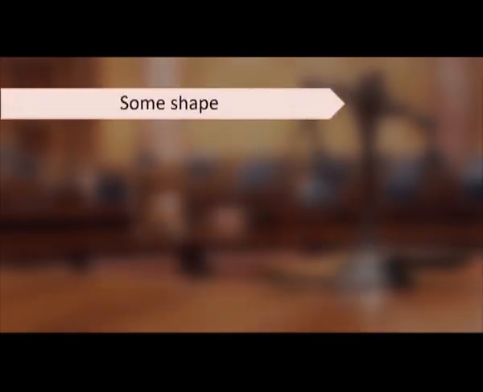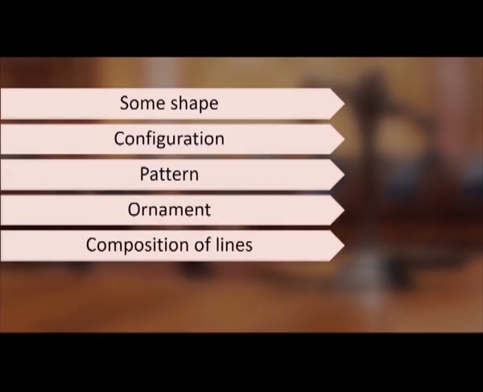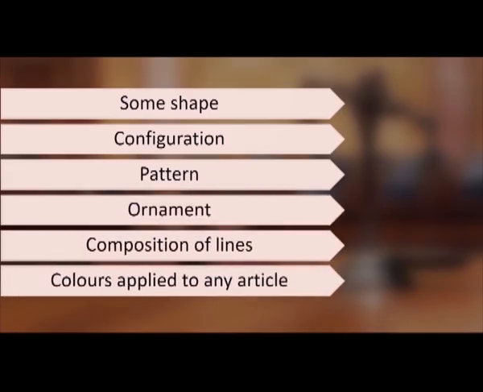Now, what is a design, as defined by section 2D of the Designs Act 2000? It says that design includes shape, configuration, pattern, ornament, composition of lines, also colors applied to any article. A similar sort of color can also be considered as a design, if it is your trademark, your goodwill, or your signature thing. So even colors applied to any article can seek protection under section 2D of the Design Act.